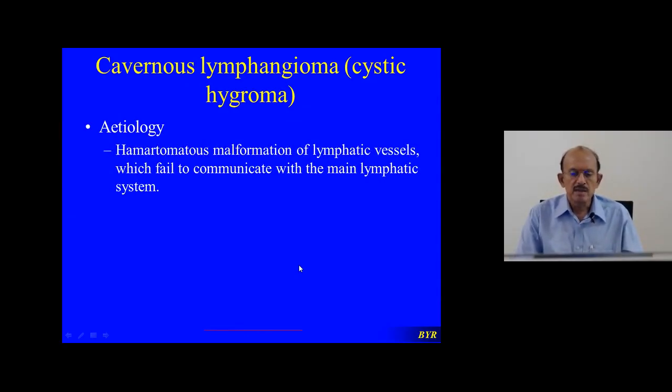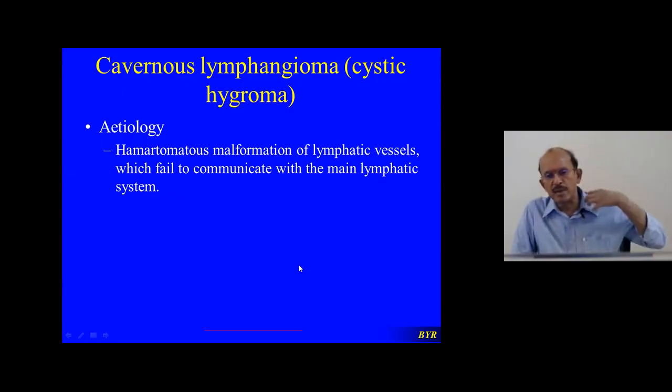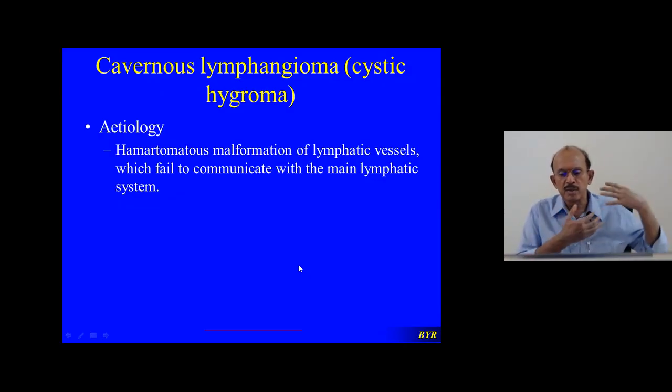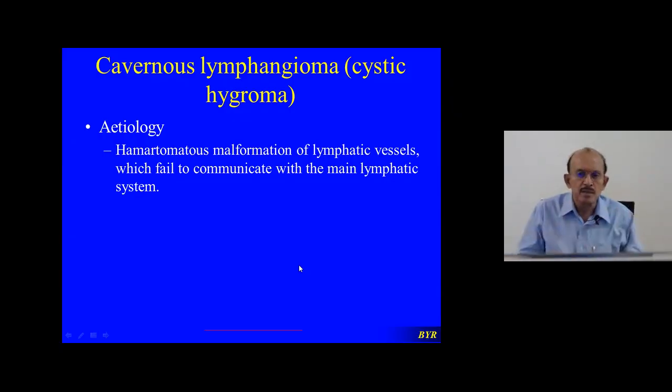Etiology: it is a hamartomatous malformation of lymphatic vessels which fail to communicate with the main lymphatic system. During development, the lymph channels will be developing in the tissues, and then later there will be main lymphatic ducts which communicate with the blood vessel. So the ultimate thing nature has to do is to provide communication between the lymphatic channels in the tissues with the lymph ducts that are there in the body.